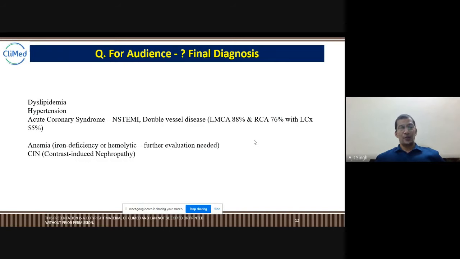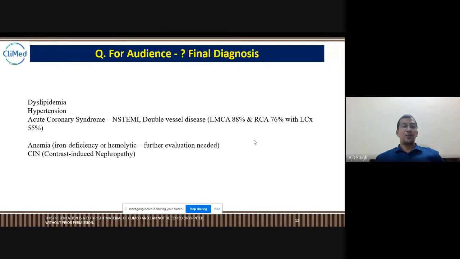Okay, so I'll support it. So CIN, why are we telling this? Because it was 1.4 initially. That was at the higher level. The normal upper limit is 1.2, so of course 1.4 was high. But when we did the angiogram, it came up to 1.9. So that was totally affected by the dye we used in the procedure of angiogram.